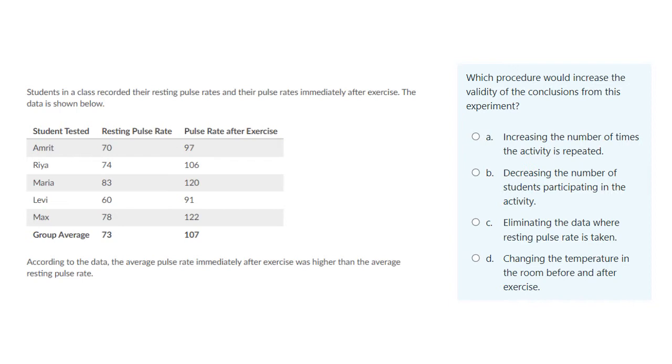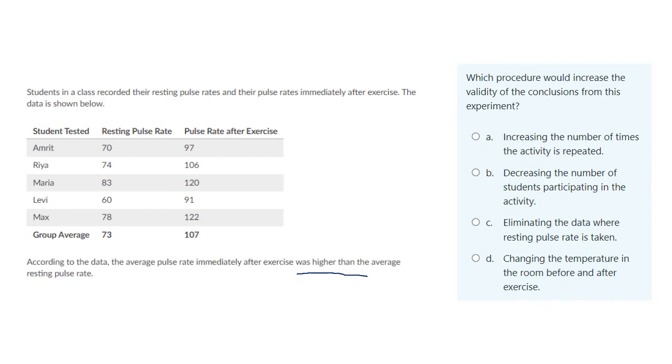Students in a class recorded their resting pulse rates and their pulse rates immediately after exercise, and the data is shown below. We have 5 different students with their resting pulse and their pulse after exercise, and every one of them increased. So according to the data, the average pulse rate immediately after the exercise was higher than the average resting pulse. So the exercise caused the heart to beat more quickly to push blood around the body.